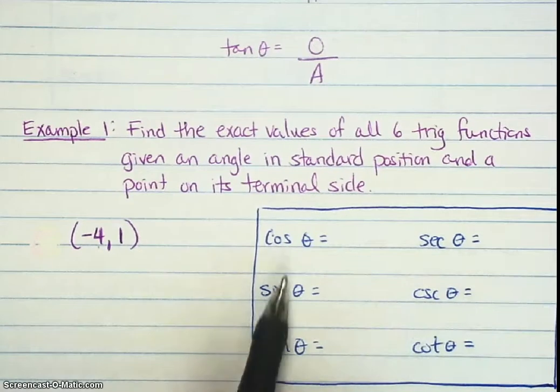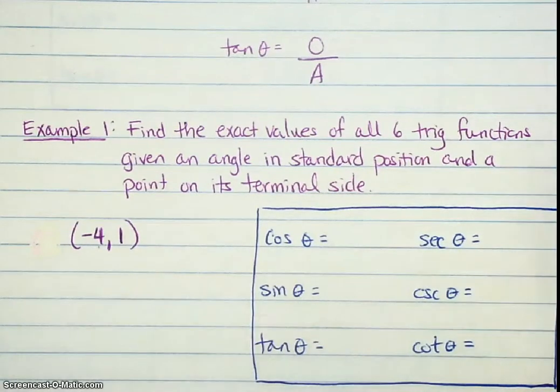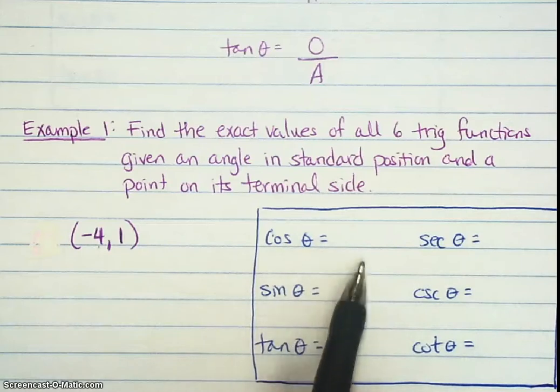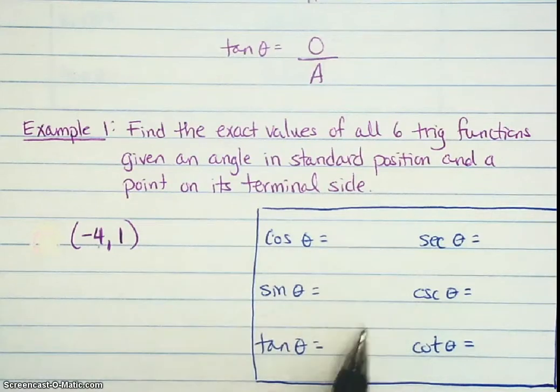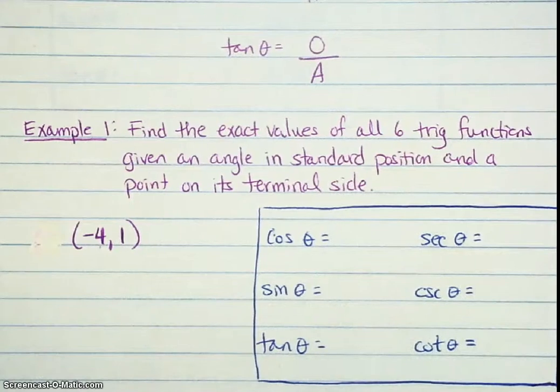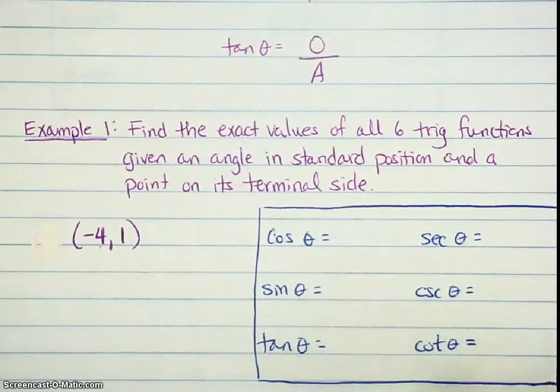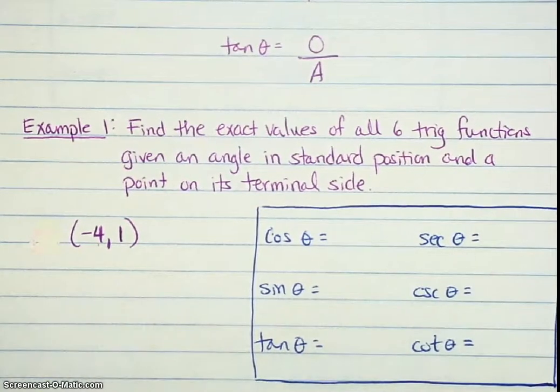Now here's the nice thing. Once we know the cosine, sine, and tangent, which we will get from SOHCAHTOA, all we have to do is take the reciprocal or flip the fractions, and we will have the secant, cosecant, and cotangent. So let me show you how to work this problem. Now for all the problems that I do on these, I always draw the same triangle every time.